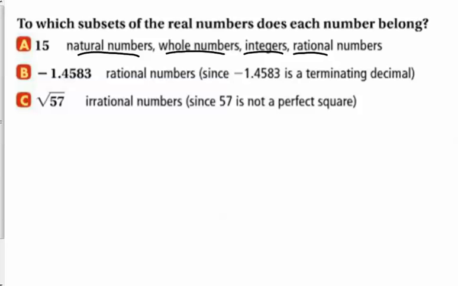Now, the number negative 1.4583, that belongs to the rational numbers because I can write negative 1.4583 as a fraction, and it's also a real number. Radical 57. If I punch radical 57 on my calculator, it does not come out as a nice pretty number like a 1, a 2, a 3, or a 4. So radical 57 is considered an irrational number. So why don't you go ahead and take a moment and pause the video, see if you can come up with what subsets the guy that's come up with. Okay, and I'll see you back here in about a minute.